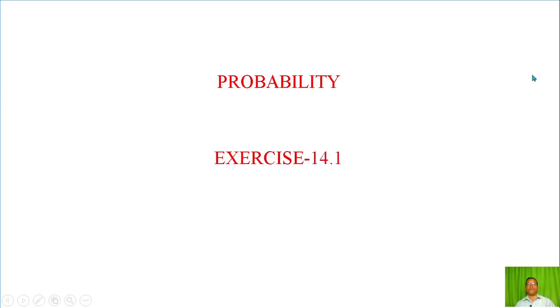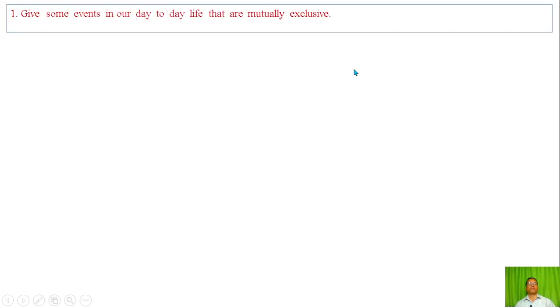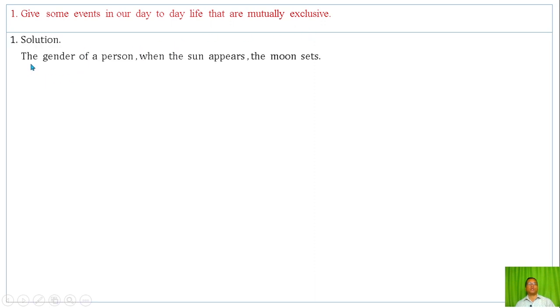Exercise 14.1, last chapter. Question number 1. Give some events in our day-to-day life that are mutually exclusive. One example is the gender of a person: male or female. When the sun appears, then the sun sets. These are mutually exclusive events, as they cannot both happen at the same time.